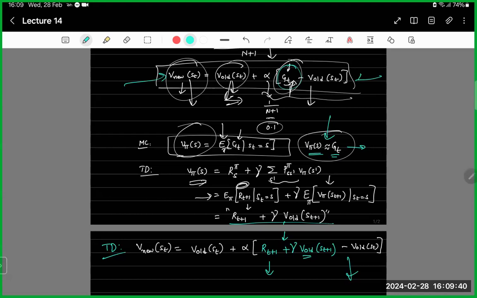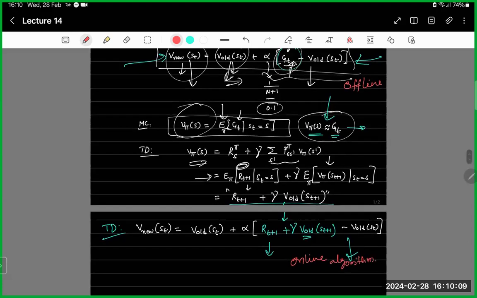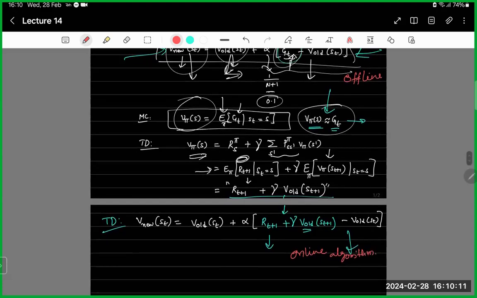But this is possible only after every episode. After every episode, you can only update. Okay. So that's why this is called an offline update, and this is called an online update algorithm. And this is one major difference that you will find between these two algorithms.